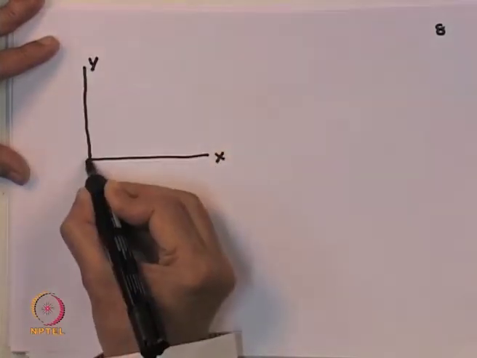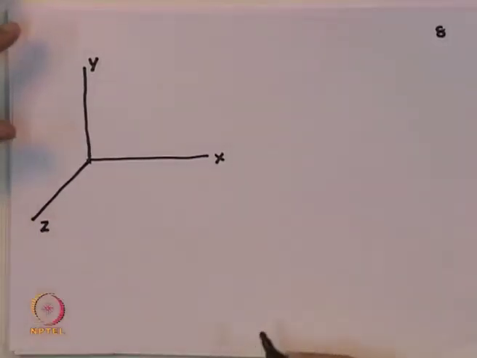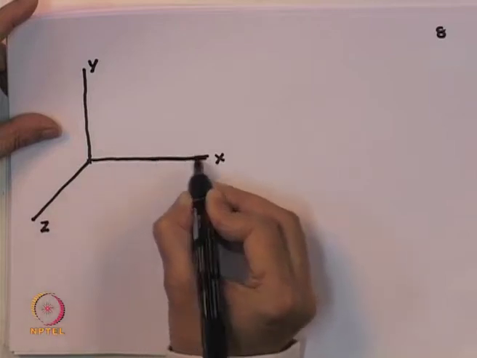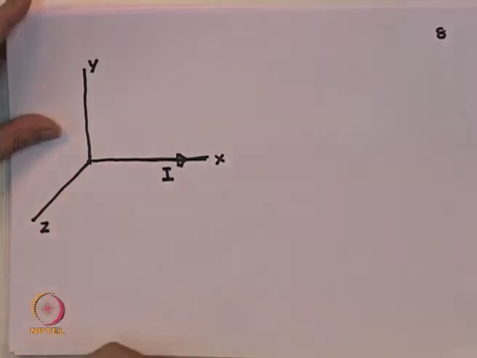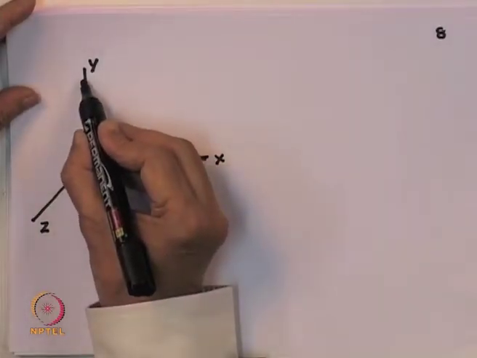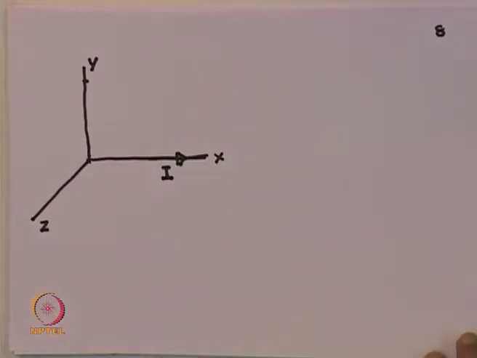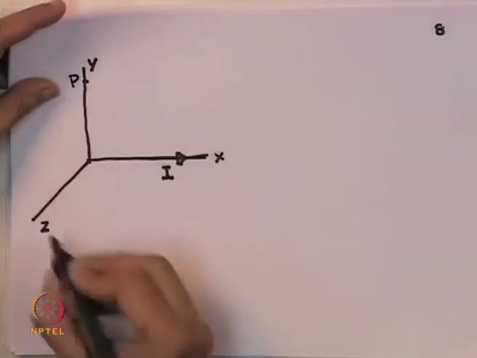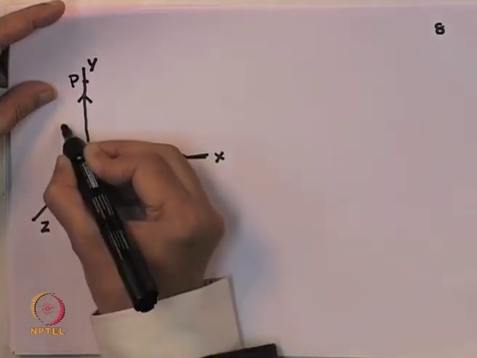Let me define the x, y, z axes the same way. This is my x axis, this is my y axis, and the z axis is out of the plane of the paper. I will take the wire in the direction of the x axis, and the point at which I am interested in calculating the magnetic field to be on the y axis. Remember that I can always do this because I have an infinite wire. Whichever point I am interested in, I use it for defining my axes. So this is my point P, this is my origin, and this is my vector r.